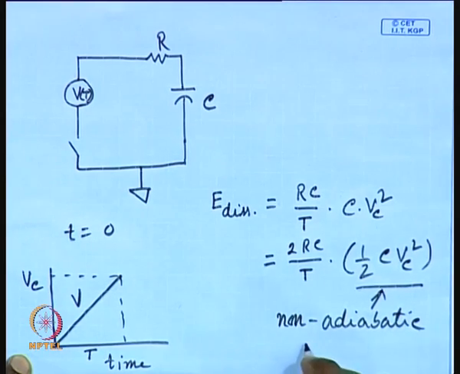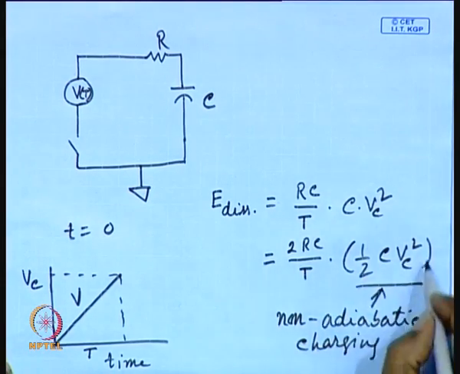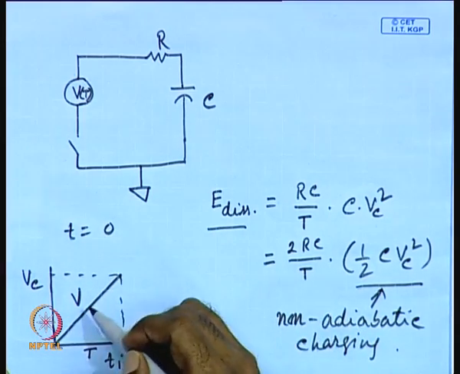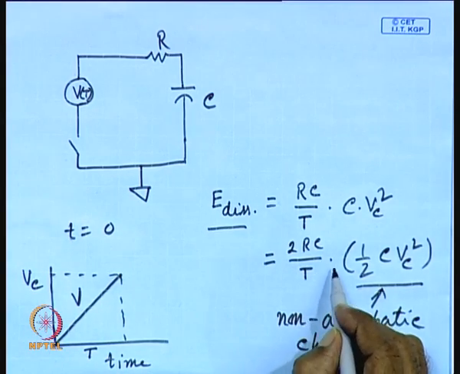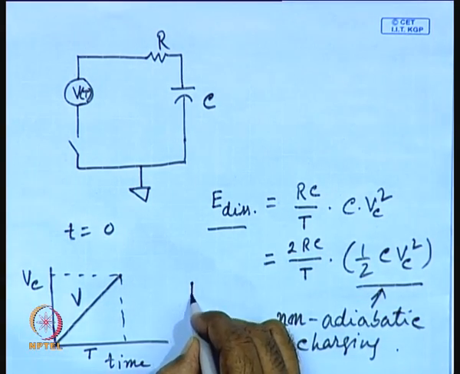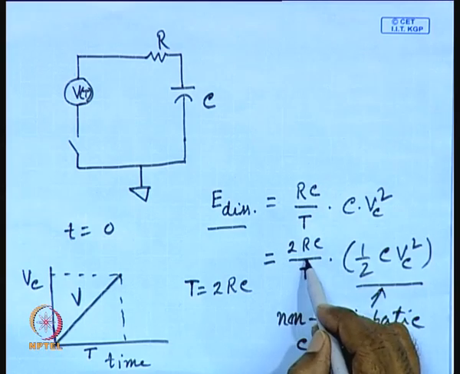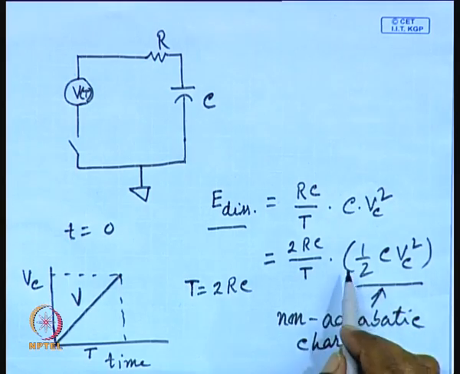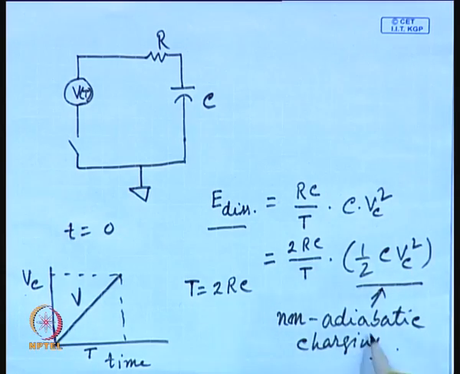This is adiabatic charging. Now, with respect to this, we find that in adiabatic charging, whenever you are charging with the help of a variable voltage which varies over time, this factor is multiplied by 2 R c by T. Now, when T is equal to 2 R c, then this becomes 1, and obviously the energy that is dissipated for charging the capacitor to the voltage V c will be equal to half C V c square, which is same as non-adiabatic charging.